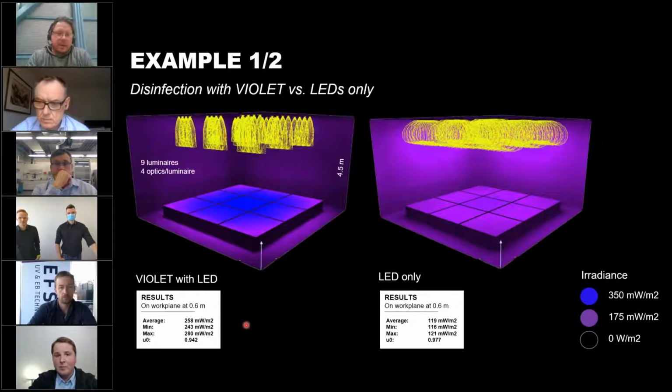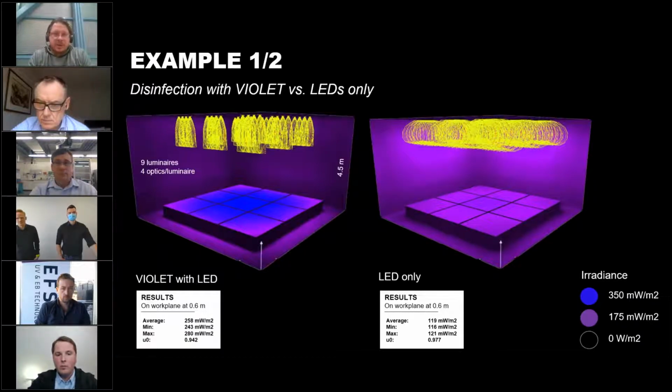compared to bare LEDs. So by focusing the irradiation into this work plane, we can achieve in practice half the disinfection time of the bare LED, or we can reduce the number of the LEDs. So this gives you a lot of tools to optimize your luminaire in a different way.